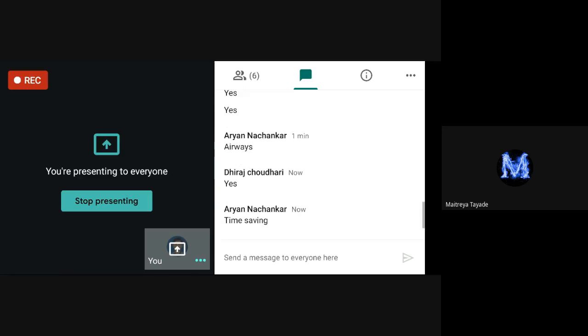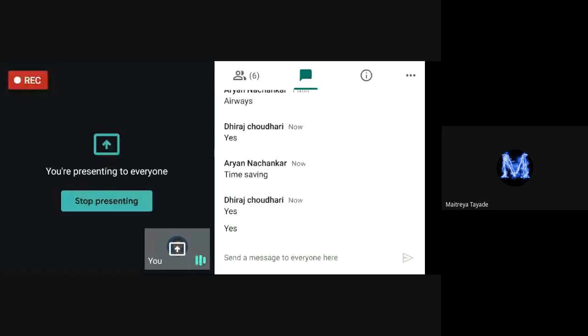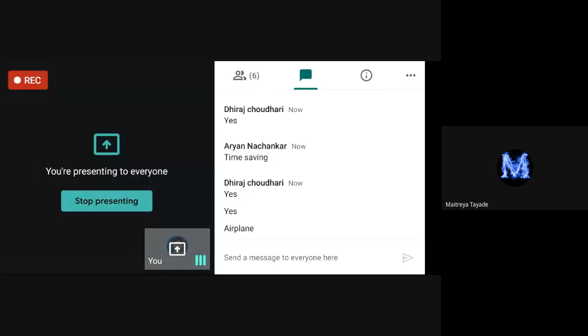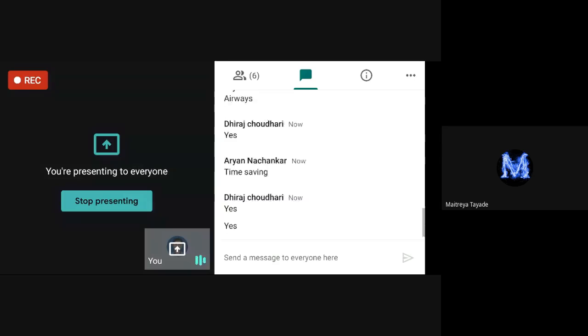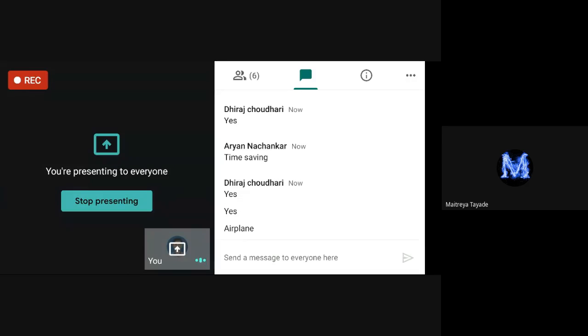Yes, Aryan, you're right that there is an emergency, and when there is an emergency, we have to save time. Okay, and we have to reach the destination as soon as possible without wasting any time. Yes, airways or aeroplane. So aeroplane will be the means of transport, right? Airways and aeroplane. So you both are right, okay. And the reason is time saving.